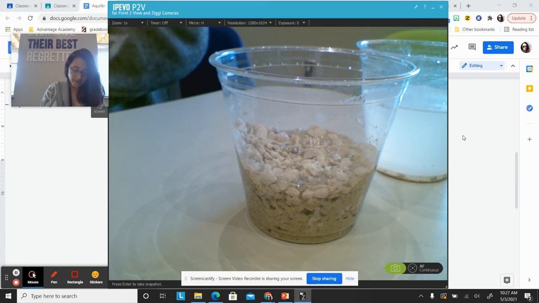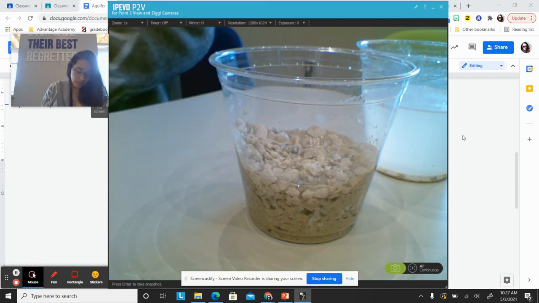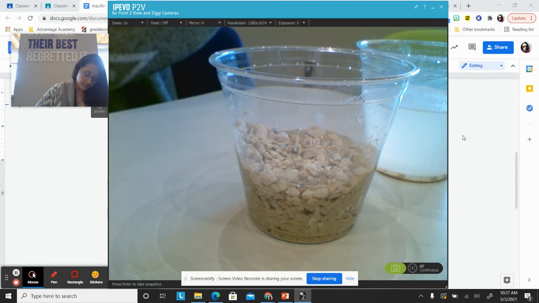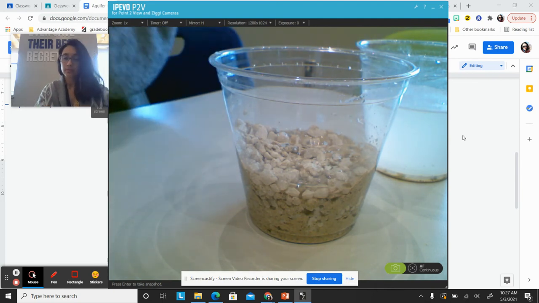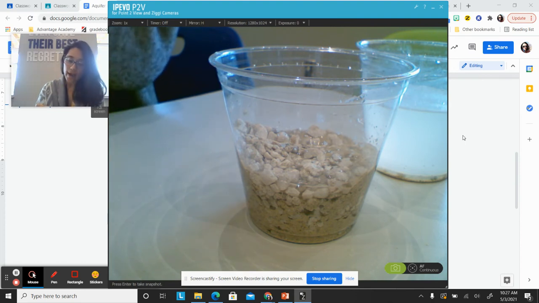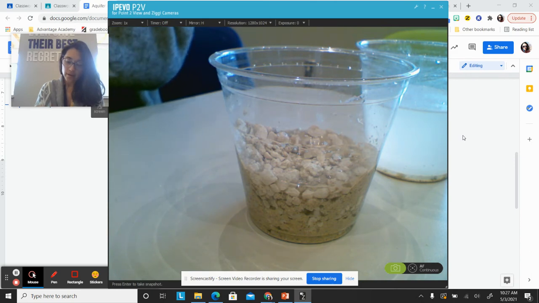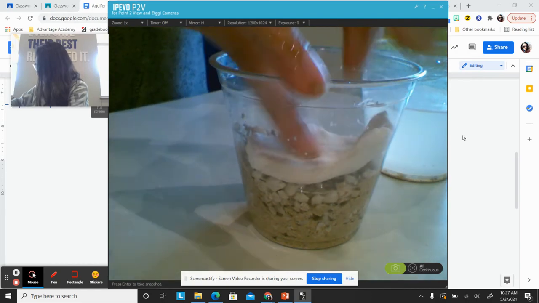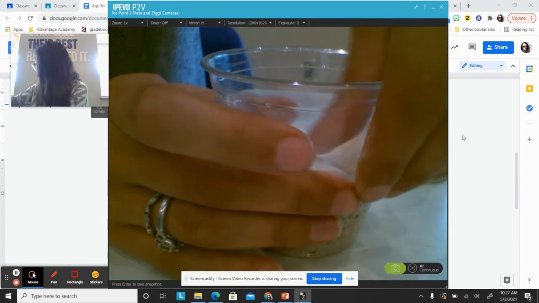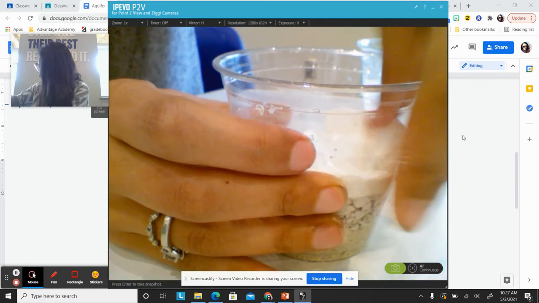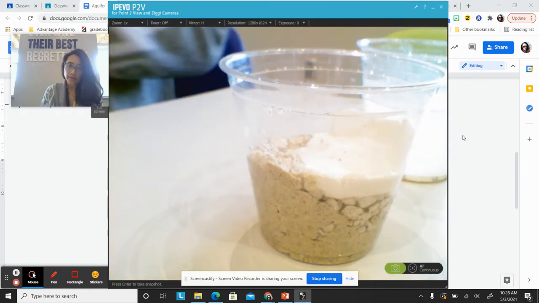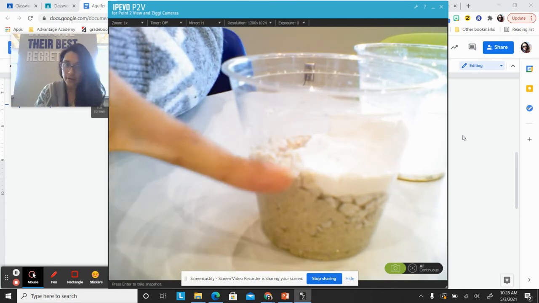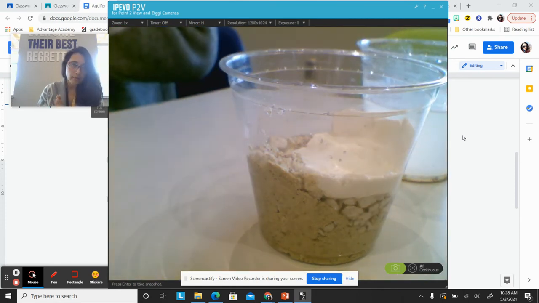So we're going to add a confining layer to half of this cup. I'm going to take some clay. And we're going to add it to about half of our cup so that we have a confining layer and we have a side that doesn't have a confining layer. All right, so now we have a layer of clay. You can see that we have our layer of clay, our layer of sand, our layer of gravel.